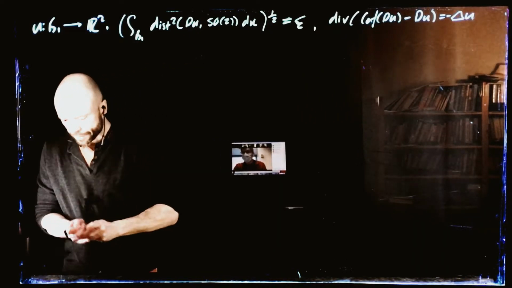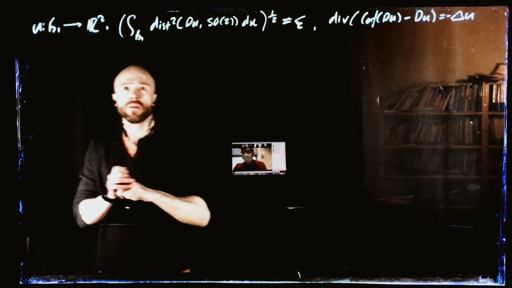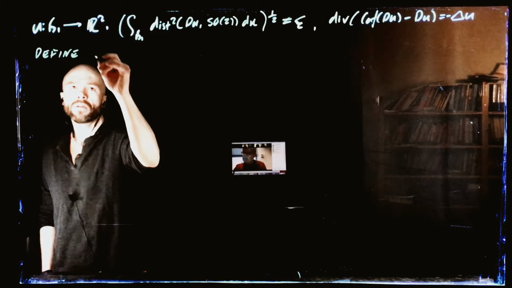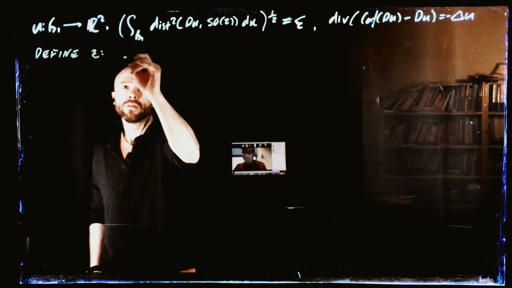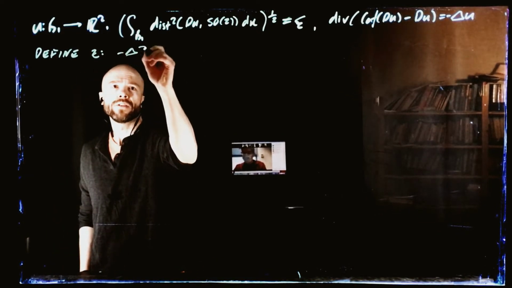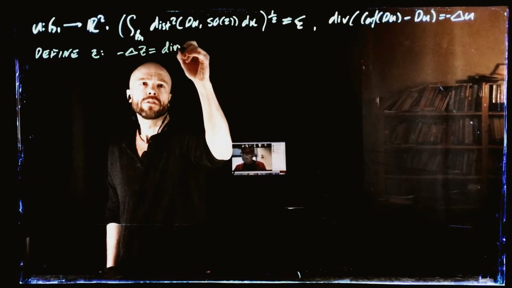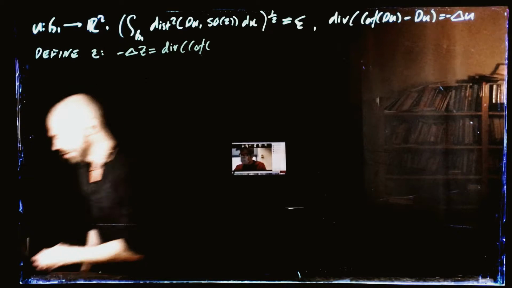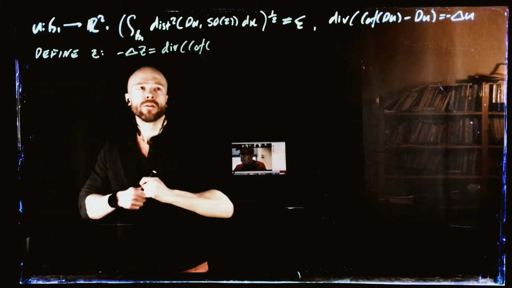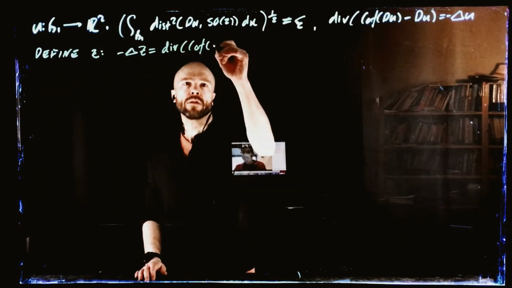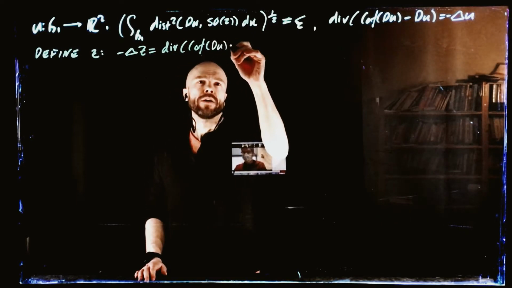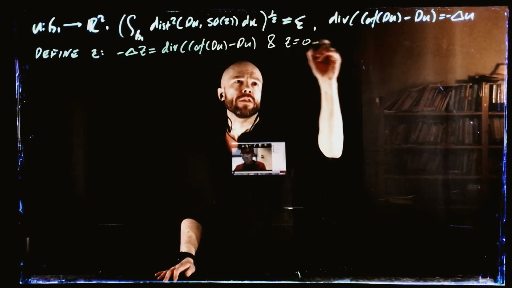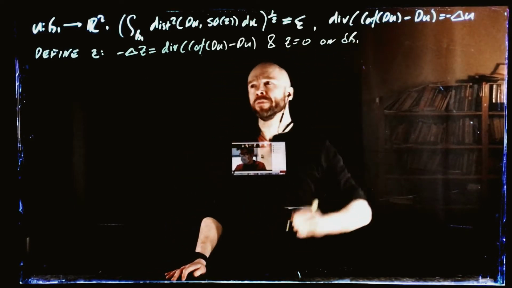This allowed us to define z that solved the same thing, that minus Laplacian z was equal to the divergence of the cofactor of the gradient of u minus the gradient of u, and z equals 0 on the boundary of the ball.